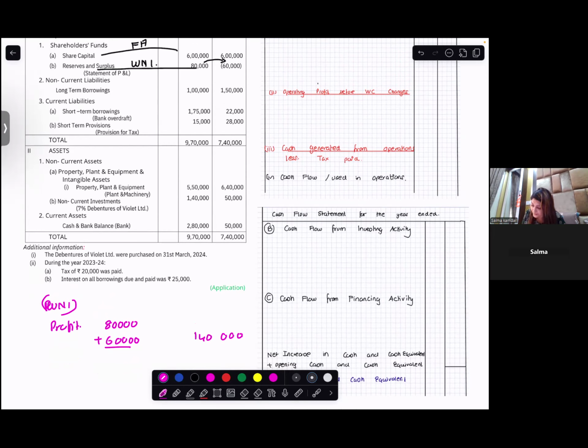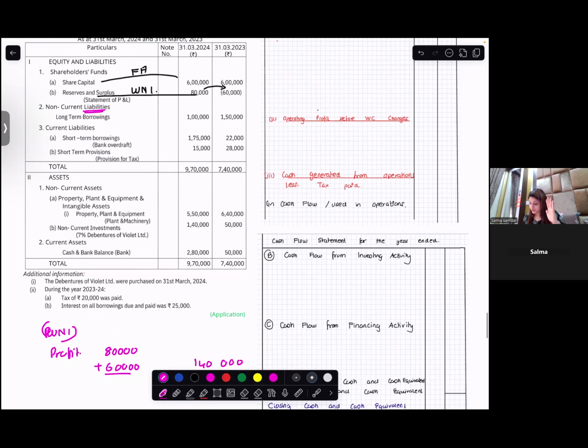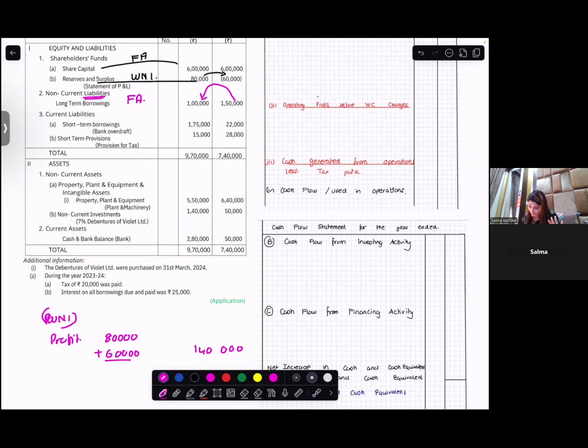Non-current liabilities. Non-current liabilities refers to your financing section. So you should know about this. This is financing. However, this will go in your working note number one. So non-current liability, look at this. First it was 2023, it was 150. Now it has become 100,000. That means there is a repayment of your long-term borrowings. It has reduced by 50,000. So keep that in mind. This will go in your financing activities. It has reduced by 50,000. That is perfectly clear.